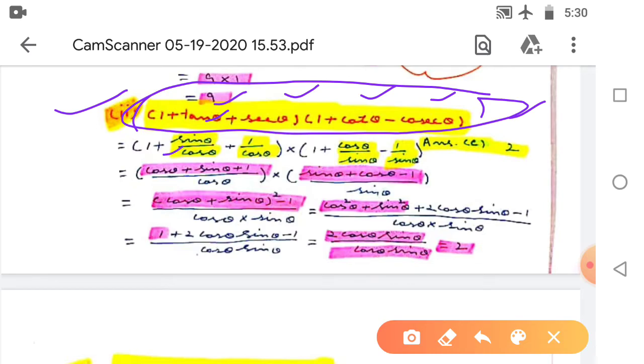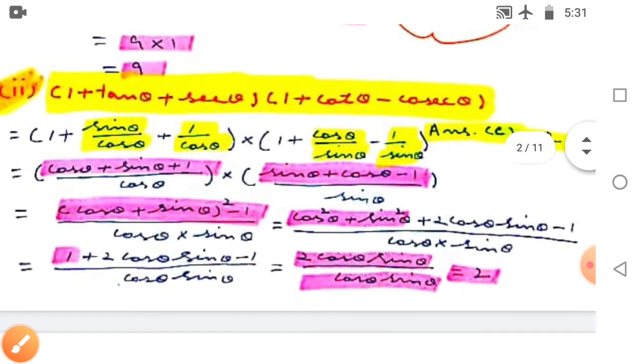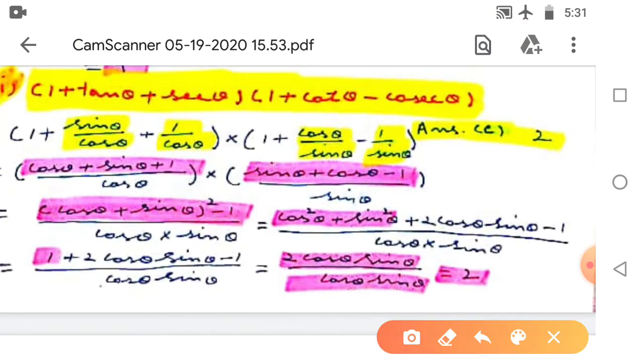We are converting all in terms of sin theta and cos theta. So instead of writing tan theta, we write sin theta upon cos theta. Instead of writing sec theta, we write 1 upon cos theta. And instead of writing cot theta, we write cos theta upon sin theta. And cosec theta is 1 upon sin theta. Now, after this, you just take the LCM. So here we take cos theta as LCM. So it becomes cos theta plus sin theta plus 1. Here again sin theta is the LCM. So it becomes sin theta plus cos theta minus 1.